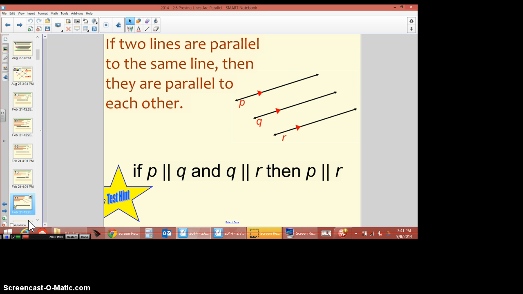Alright, here's a new one for you. This is basically an extension of the transitive property. If P is parallel to Q and Q is parallel to R, then P is parallel to R. So if you're good with the transitive property, remember how we said the red marker equals the blue marker and the blue marker equals the black marker? Then we can get rid of the blue marker in the middle and just say red is equal to black. Here we're saying P parallel Q, Q parallel R. Well, let's just get rid of that Q in the middle, and we're left with P parallel R.